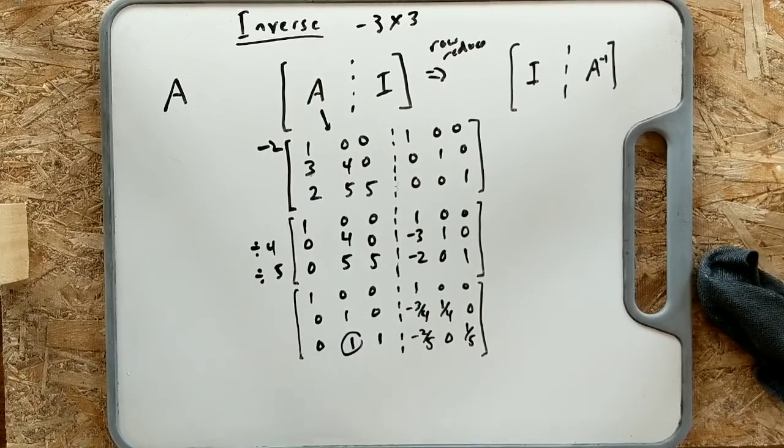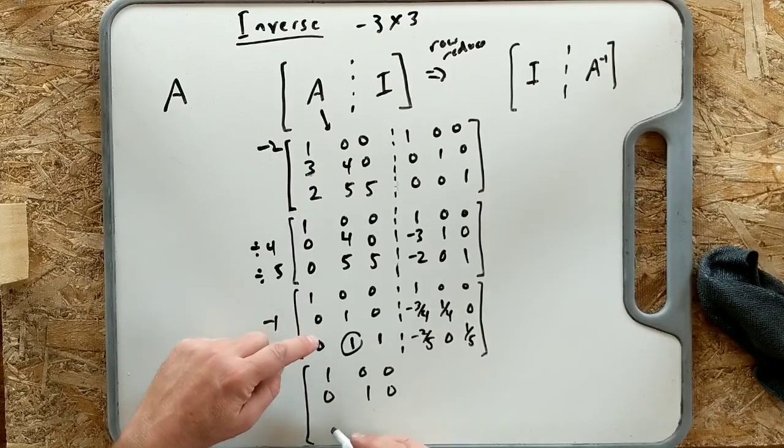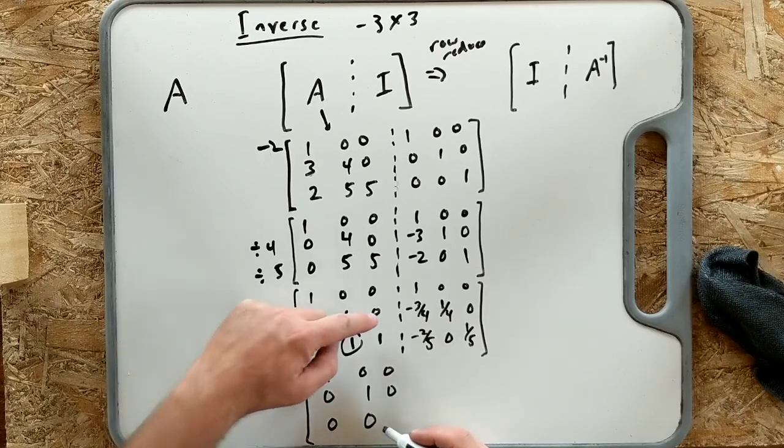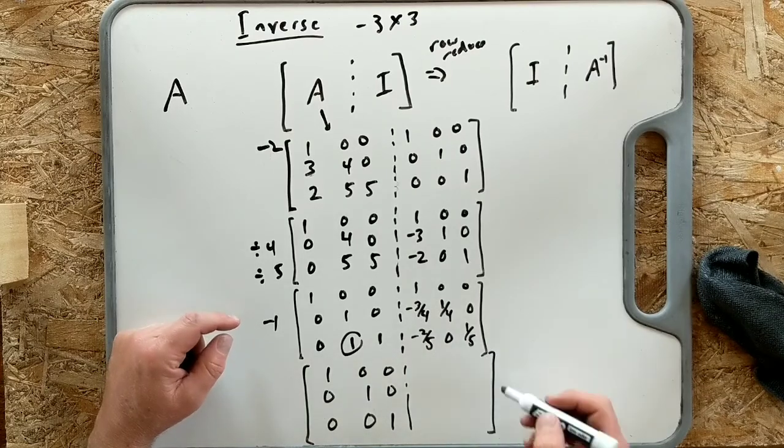The way I get rid of this one is I multiply the middle one by -1 and add it to the bottom one. 0, 0, 0, 1, 0. So the bottom one becomes -1 times 0 plus 0 is 0. -1 times 1 is -1 plus 1 is 0. And -1 times 0 plus 1 is 1. And now I have what I need on the left here, which is going to be my inverse.